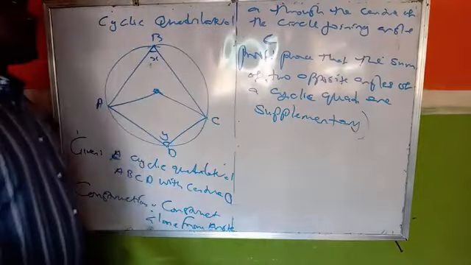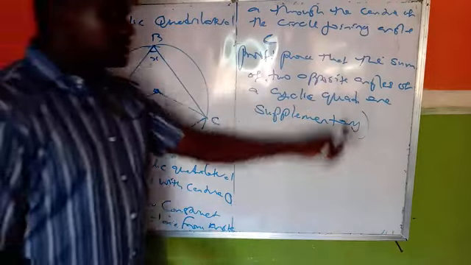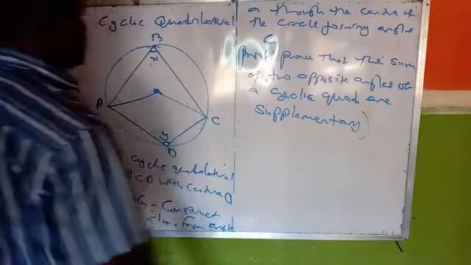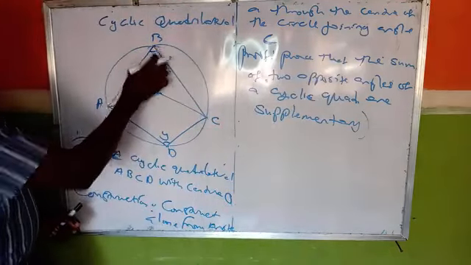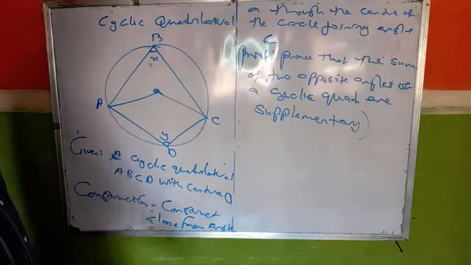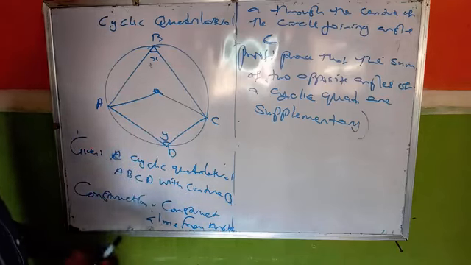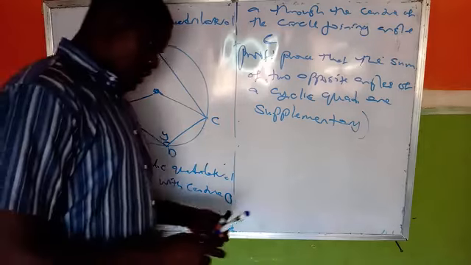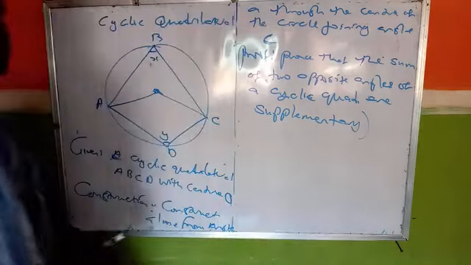They are supplementary. This is what we want to prove: that the sum of two opposite angles of a cyclic quadrilateral are supplementary. That is, if you add this and this together, you will get 180 degrees. It's very simple also. It still follows the first principle that we proved: the angle at the center is 2 times the angle on the circumference.